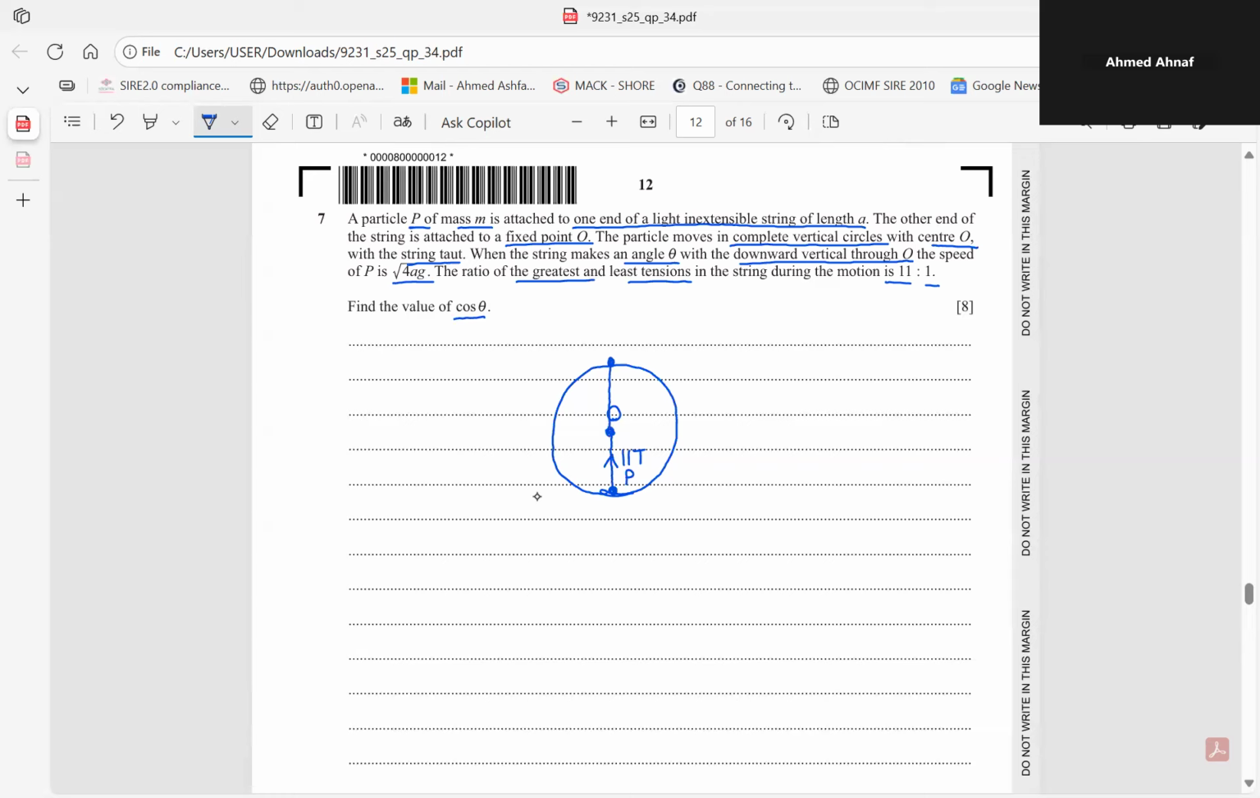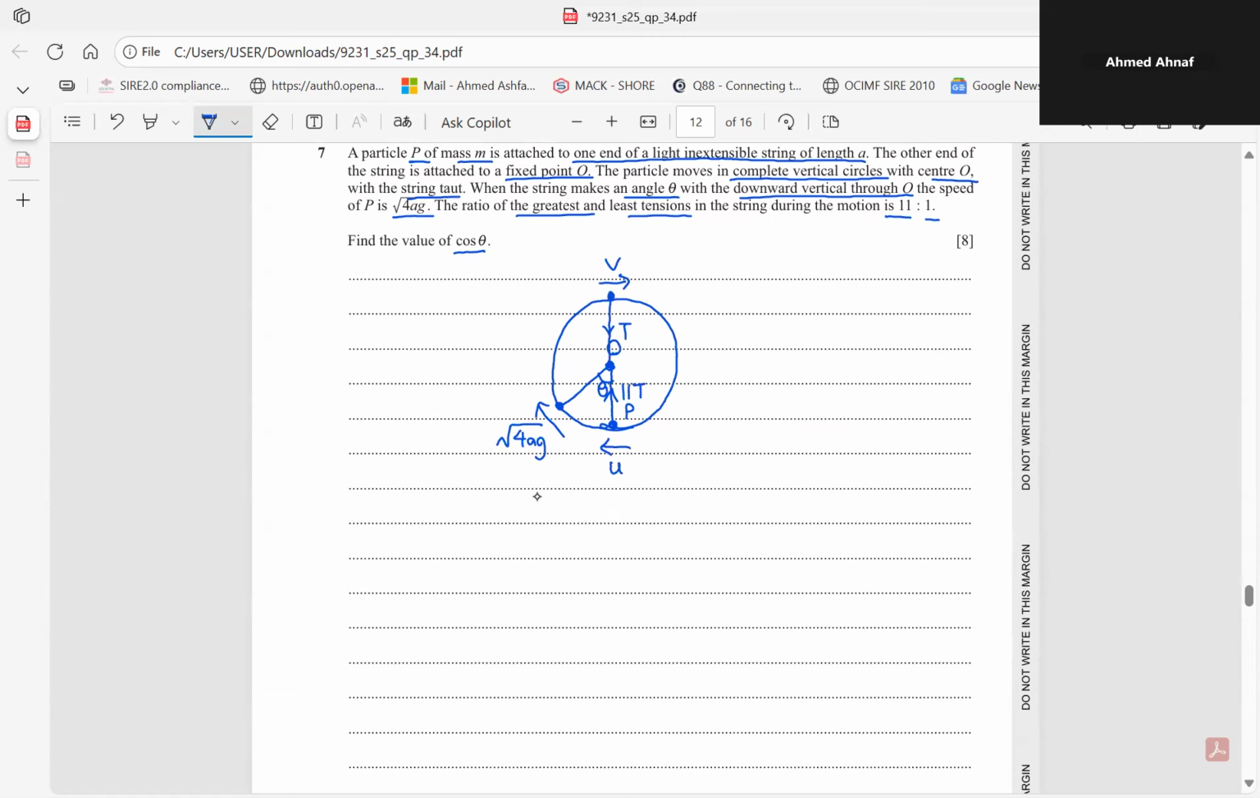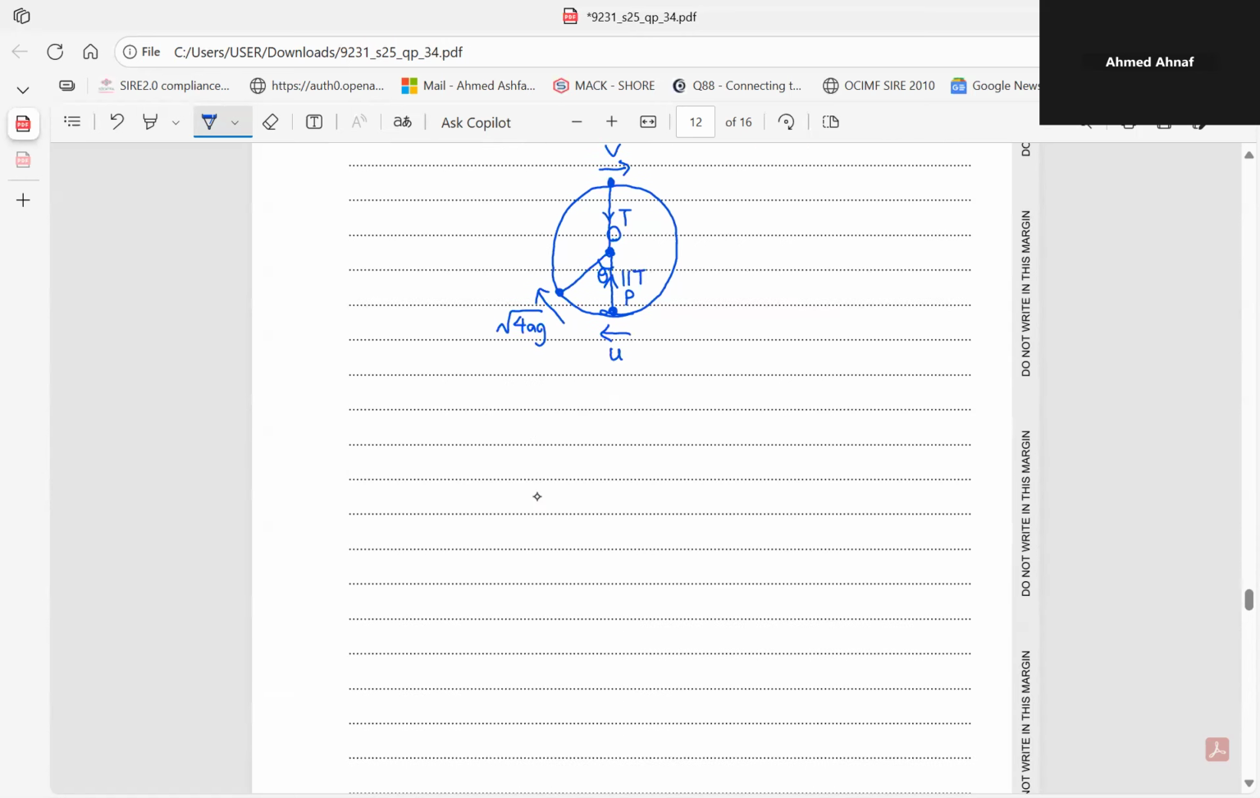Okay, so this is just going to be T. And I'm going to let the speed here be U, and the speed here be V. And then we're also told that when the string makes an angle theta with the downward vertical, the speed is square root 4ag. So these are all the information that we're given. Now we can make an energy equation.